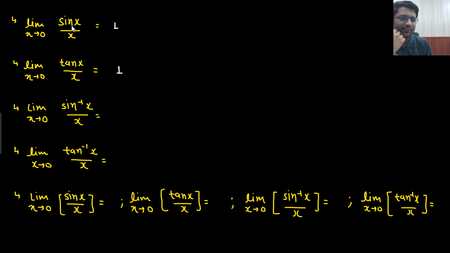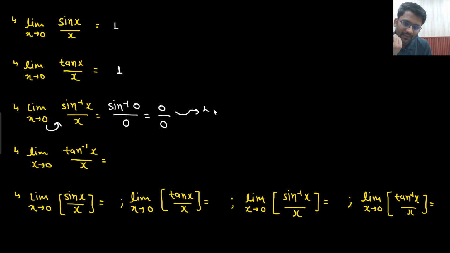Have we studied this by L'Hopital? Yes sir, 0 by 0 form we were getting. I differentiated, it became cos x, this became 1, cos 0 is 1. Did we study this one? Sir, 0 by 0 form I was getting, I differentiated, this became sec square x, this became 1. Sec 0 is 1. Have we studied this one? No sir. If I directly put 0 here, what will I get? Sine inverse 0 divided by 0, which is 0 by 0 only. What does that mean, sir? I can apply the L'Hopital rule.